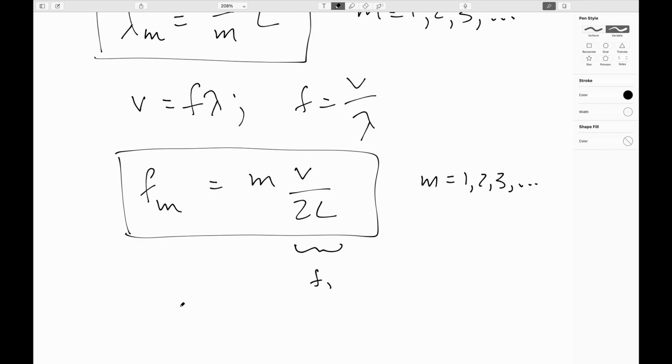So we could also write this as Fm equals m times the frequency of the fundamental. And that's what you saw in the demo video there. If you go back and take another look, you can see that the frequency of the wave, which is showing on the digital display in the lower right-hand corner, kept going up in even steps.